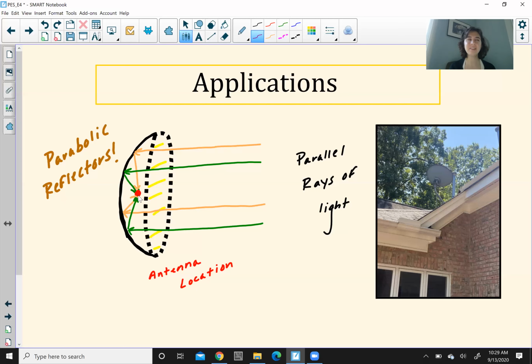So the actual shape itself, that is not your antenna. The antenna is just one point located in the dish. And that's because we're basically concentrating these rays of light into one point. They're all bouncing off and hitting this one little space. And so it takes a weak signal, it makes it a lot stronger, and that's how you're able to have cable.